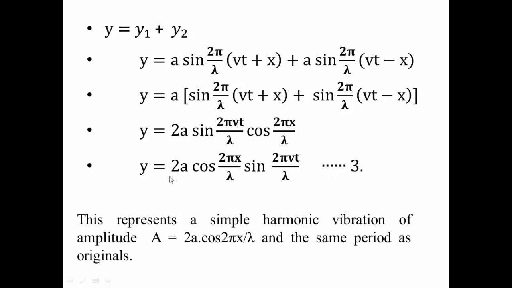How can we remember? In case of closed end pipe, this resultant displacement y is equal to 2a sin twice pi x by lambda into cos twice pi Vt by lambda. And in the open end pipe we get y is equal to 2a cos twice pi x by lambda into sin twice pi Vt by lambda. This is equation 3. This is the resultant displacement, and the amplitude of this resultant displacement is equal to 2a cos twice pi x by lambda, and this is the changing term.